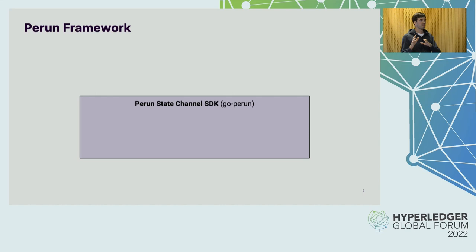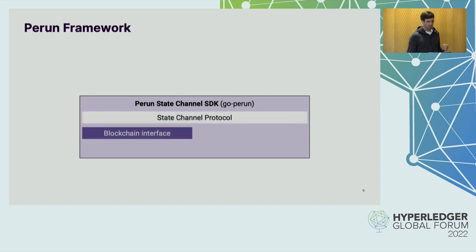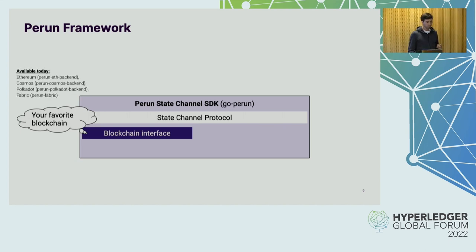So from an implementation perspective, how does the framework look like? So at the core, we have the GoPerun library, and you can see that as an SDK for using that technology. So it has an implementation of the protocols at its core, and then the implementation is written against a set of abstract interfaces. So we have a blockchain abstraction, and you can basically plug in your favorite blockchain module if you implement it. And then the protocol will run against this blockchain.